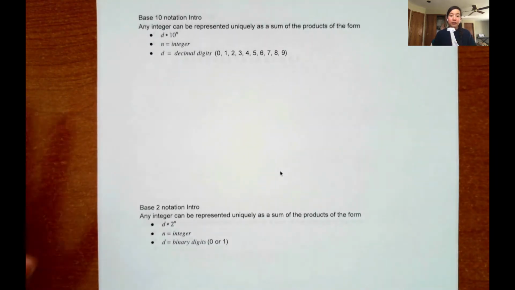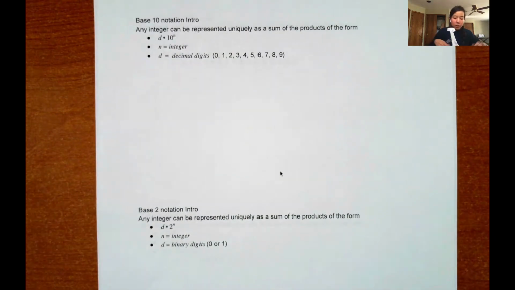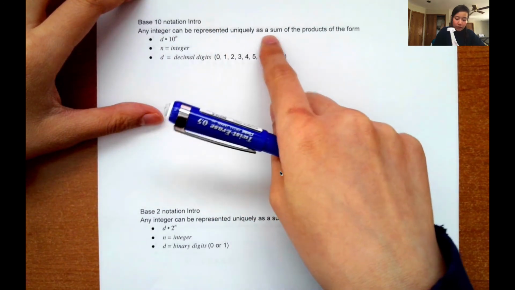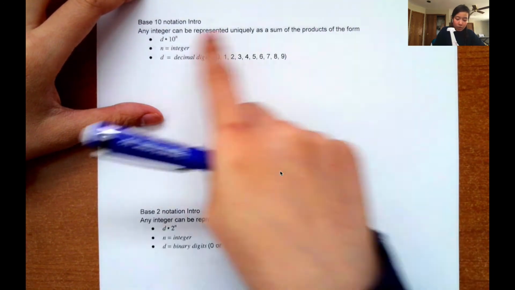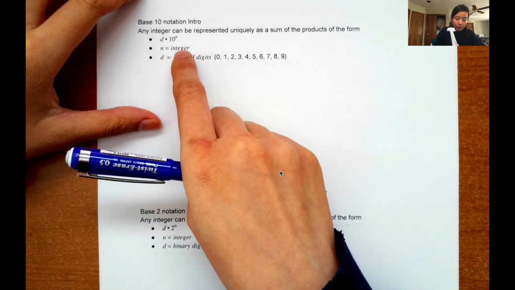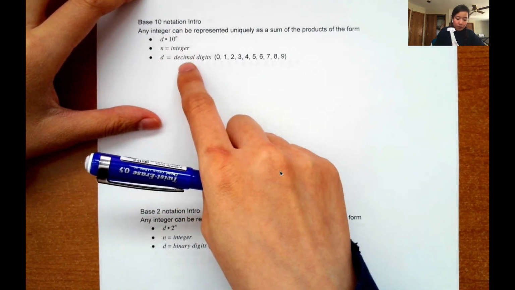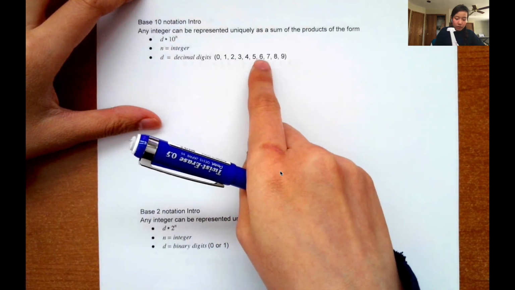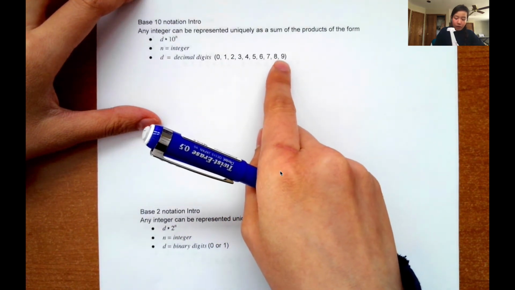So let's start with base 10. Base 10 is what we usually use in math. Most numbers you see in your daily life are in base 10. It says here, any integer can be represented uniquely as a sum of the products of the form d times 10 to the nth power, with n being an integer and d being a decimal digit. So it could be 0, 1, 2, 3, 4, 5, 6, 7, 8, or 9.